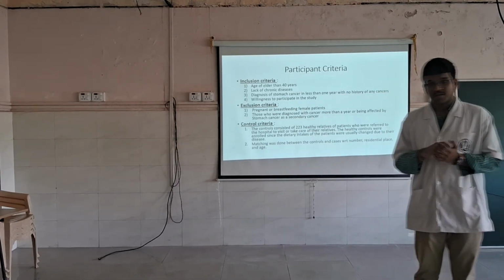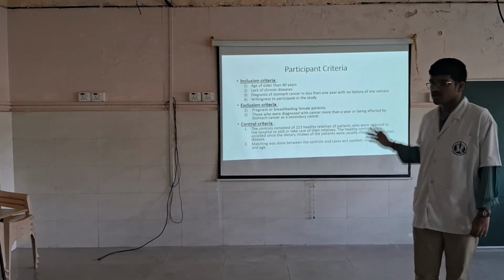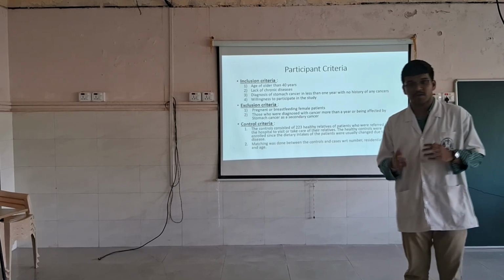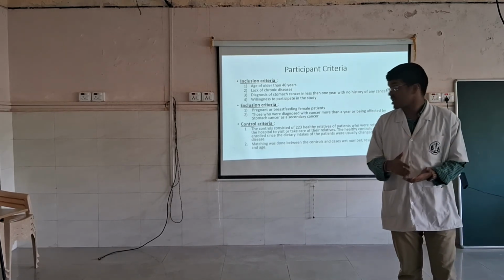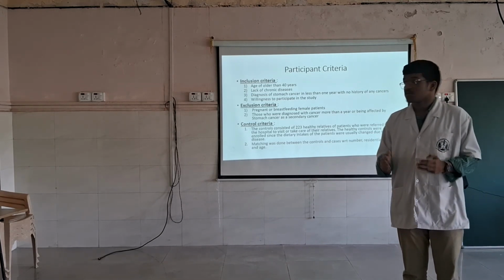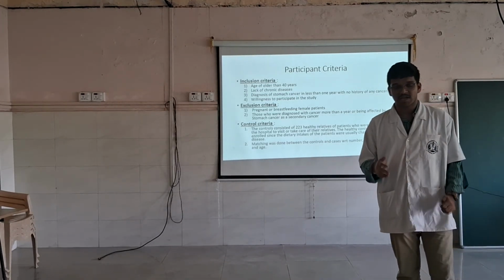So what is the participant criteria? The inclusion criteria for this particular study was age more than 40 years. As discussed earlier, stomach cancer has a higher occurrence with increasing age. The next is lack of any pre-existing chronic diseases. The third inclusion is diagnosis of stomach cancer less than 1 year with no history of other cancers.